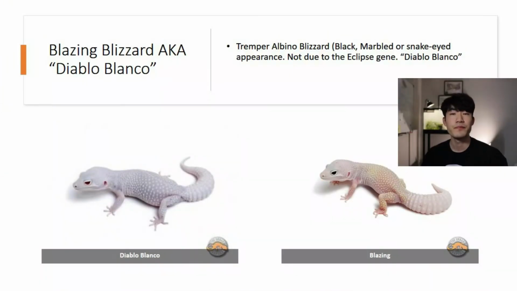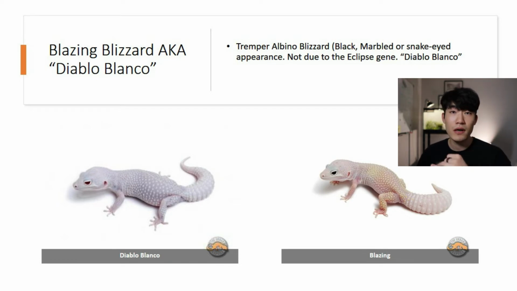Now next up, since I went over all the information that you gotta know about the Blizzard, I prepared some of the combination part. Starting with the Blazing Blizzard, I put AKA Diablo Blanco. There's one thing that I wanna give you guys for this morph. Blazing Blizzard is technically not a Diablo Blanco. Diablo Blanco, I put it in there. The reason is because when you see people saying Blazing Blizzard, it probably means it has some kind of albino.